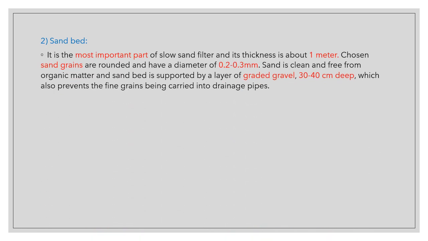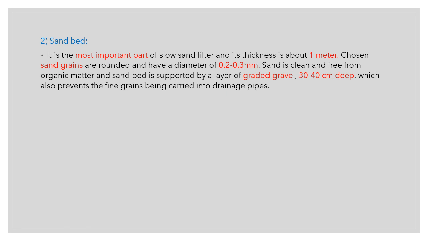Next, we have the sand bed. This is the most important part of the slow sand filter. It has a thickness of about 1 meter, and we have sand grains that are rounded and have a diameter of about 0.2 to 0.3 millimeters. This sand grain has to be completely pure. It doesn't have any free organic matter that could cause the entire filtration process to become impure.